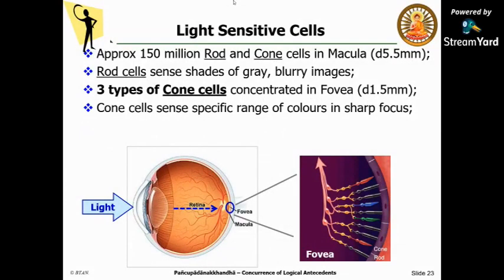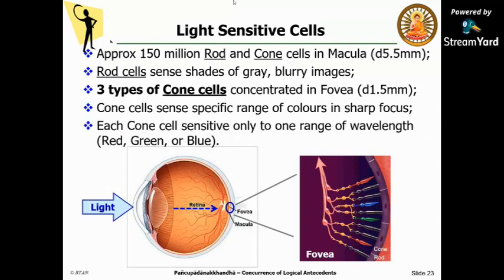So the light is entering the eyeball, striking at this area, the fovea, and the 3 types of cone cells will pick up only 3 fundamental colors, primary colors, pixels, right?